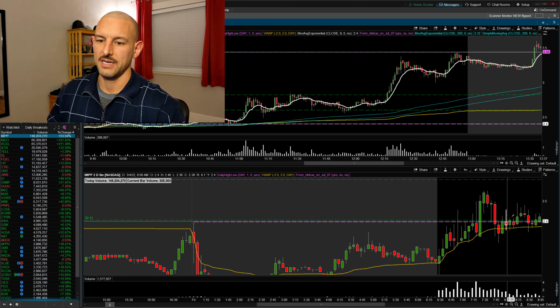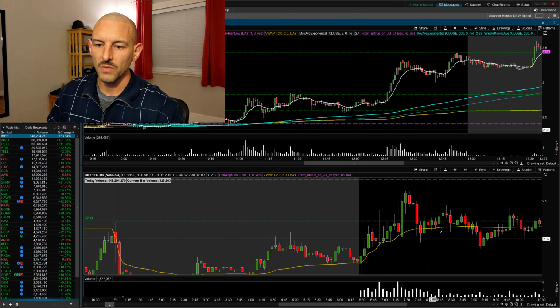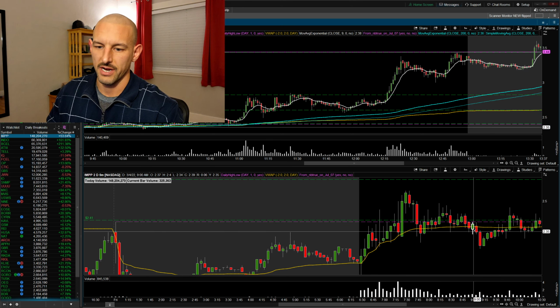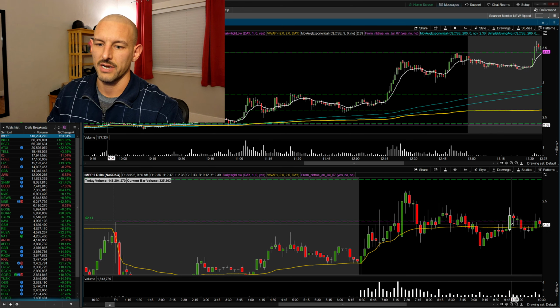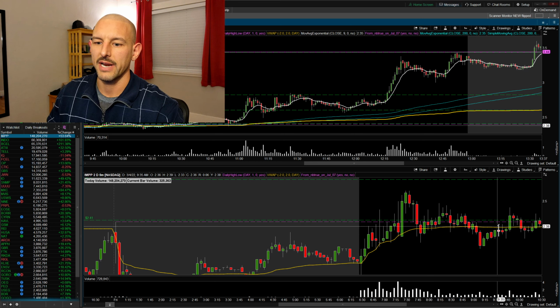Or like you can just see how great it's holding here. Or you could do a breakout strategy where if it loses the volume weighted average price, you can buy breakouts where it breaks above it.